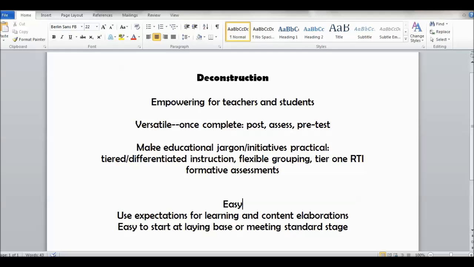So what we're going to look at briefly is how to deconstruct a standard. And what's especially nice is they're actually pretty easy to write if you use whatever expectations for learning are listed in your curriculum or content elaborations or clusters, those kinds of things. So you start with your model curriculum, that'll help you the best. And it's really easy to start at the tier that includes laying the base or mastering the standard. So let's take a look, if you would, at how we could do this.